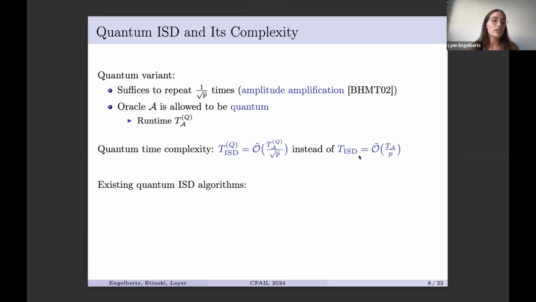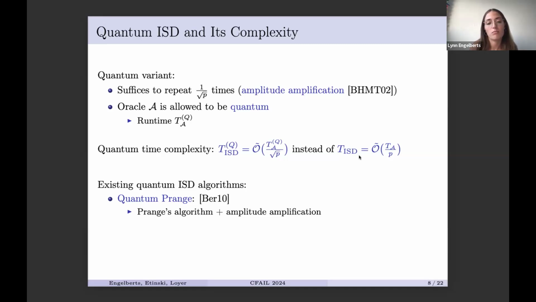Now, this is not new. There are some existing quantum ISD algorithms. In particular, the first one to observe this was Bernstein. And we will refer to his algorithm as quantum Prange, because his algorithm is essentially Prange's algorithm together with amplitude amplification. And so Prange was sort of the first and easiest ISD algorithm, but there have been more advanced classical ISD algorithms, and some of them also resulted in a quantum ISD algorithm.